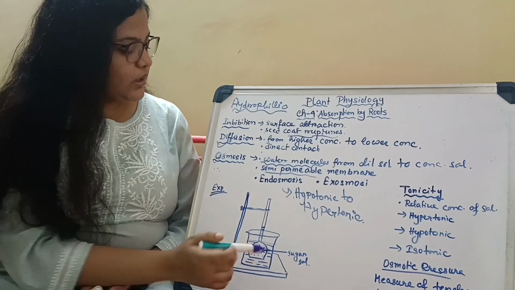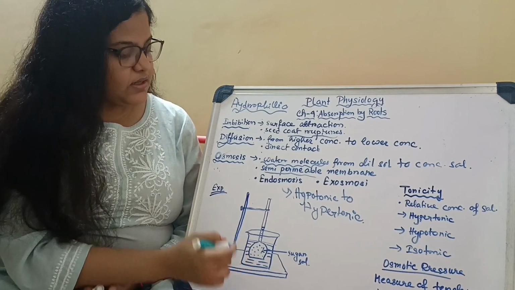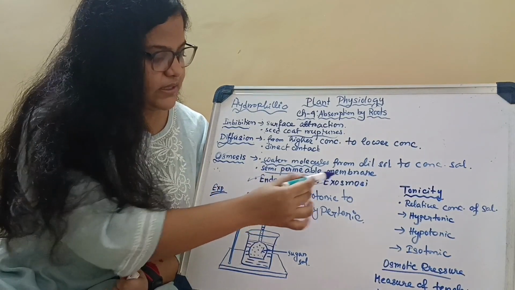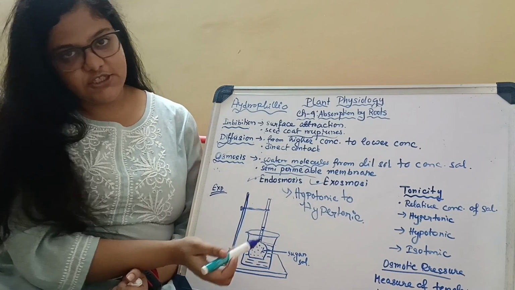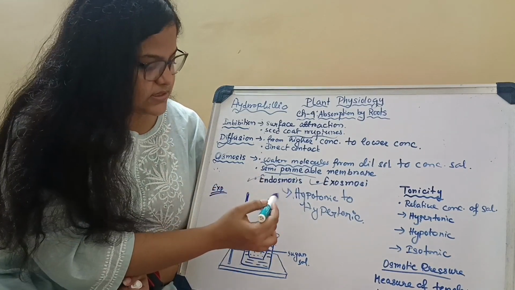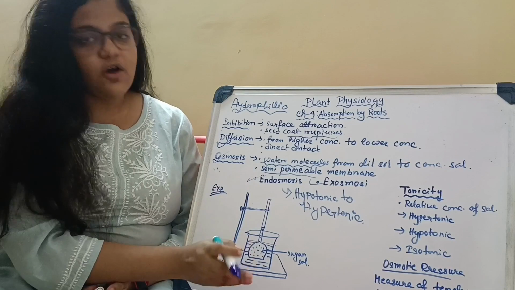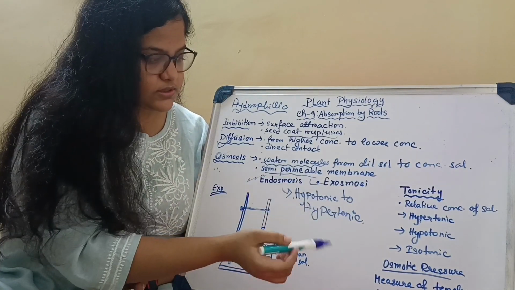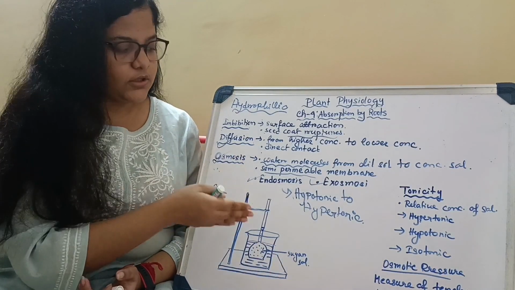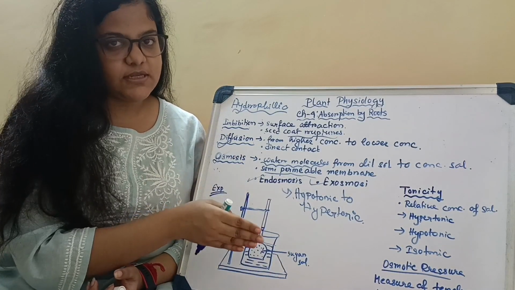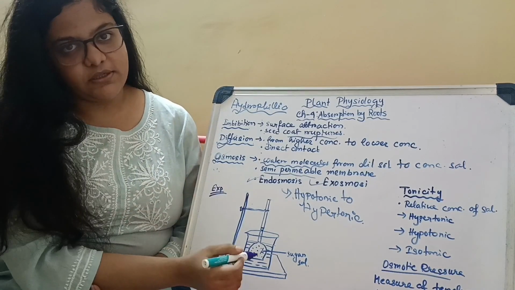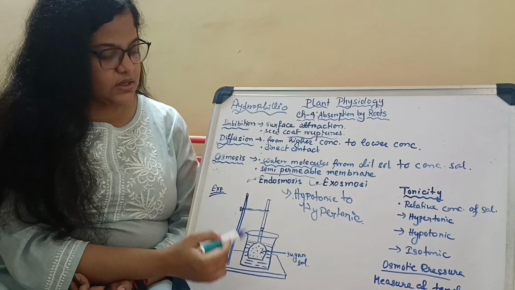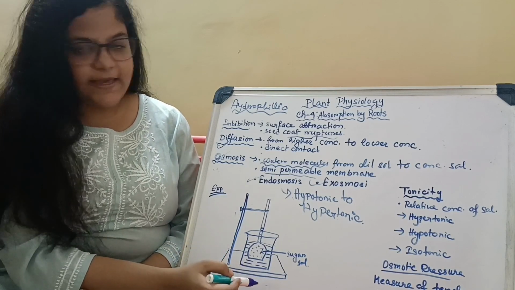Okay. Now, osmosis is of two types, right? Which is endosmosis and exosmosis. Now, the name itself tells us that endosmosis means the entry of the water molecules inside the cell, and exosmosis means the movement of the water molecules from inside of the cell to the outside environment. Okay. Now let us understand osmosis more clearly with the help of an experiment.